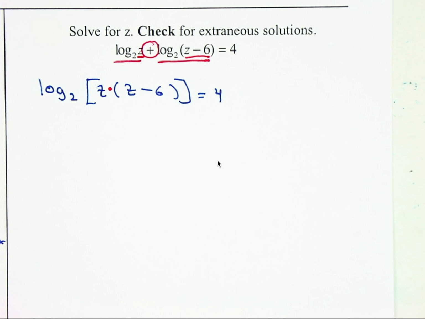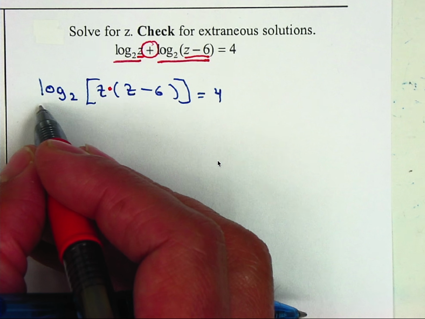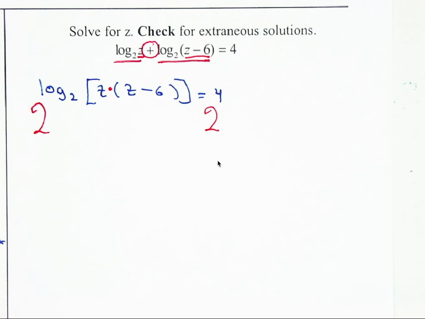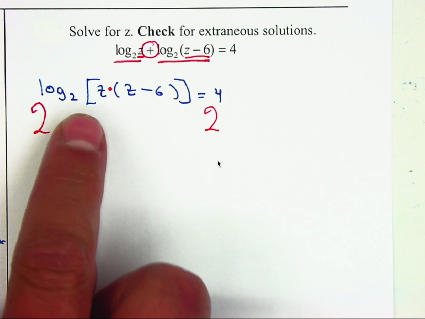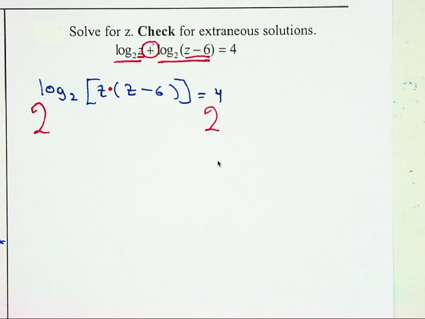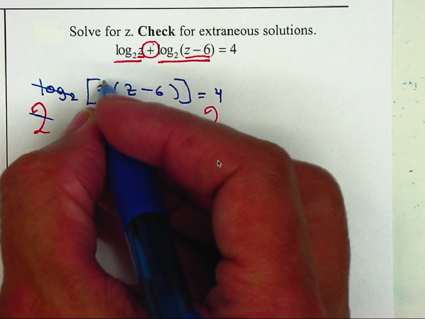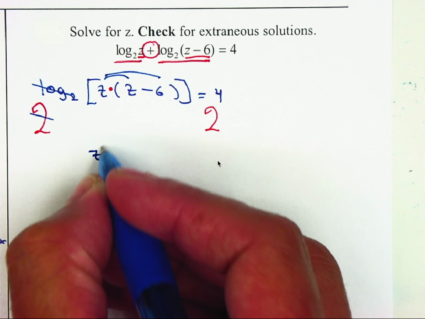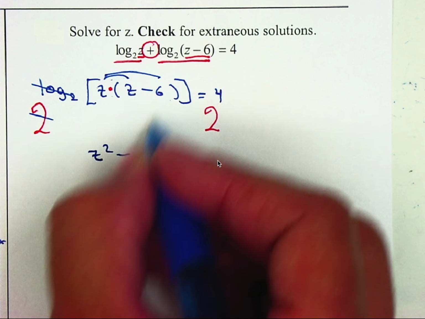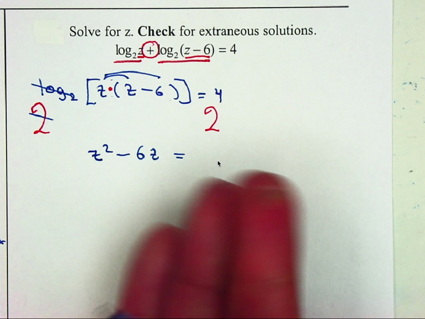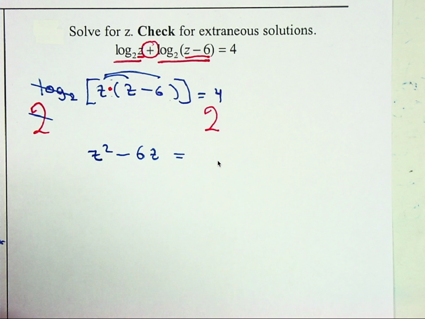I need to get rid of the log. Opposite of a log is a base. The base is 2, so therefore I'm going to exponentiate both sides to a base of 2. So notice that I place a big 2 to make this the exponent. The log base 2 and the 2 cancels, so now I have z multiplied by z minus 6, and let's just go ahead and multiply it out. That'll be z squared minus 6z. 2 to the 4 power is 2 times 2 times 2 times 2, which is 16.